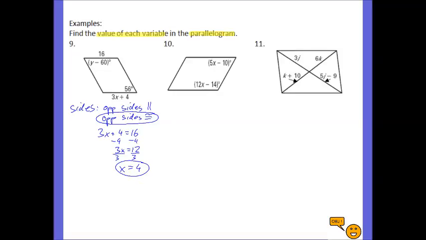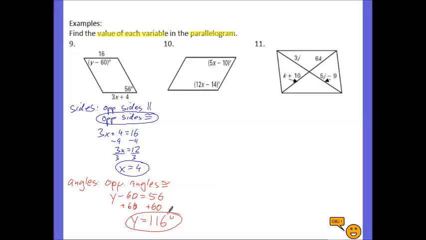We're also supposed to find the value of y, and now we're talking about angles. And what do we know about the angles of parallelograms? Opposite angles are also congruent. So using that, we're going to set up our equation in a similar way. y minus 60 is equal to 56. And now we're adding 60 on both sides. So y is equal to 116 degrees.